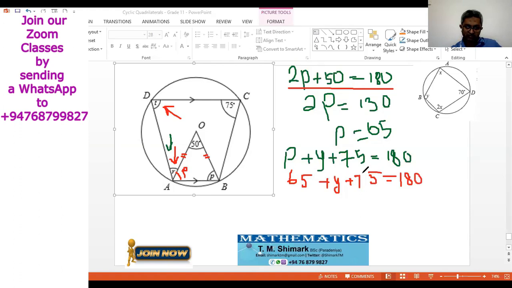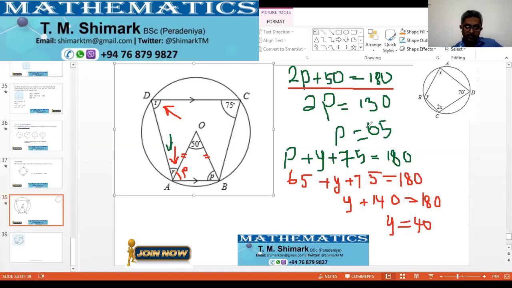65 plus 75 means 140, right? So Y plus 140 equals to 180, so Y equals to 40. 180 minus 140 means Y is going to be 40. P we found to be 65, right? P is 65, Y is 40. That means this is going to be 105, right? This is going to be 105 we got.